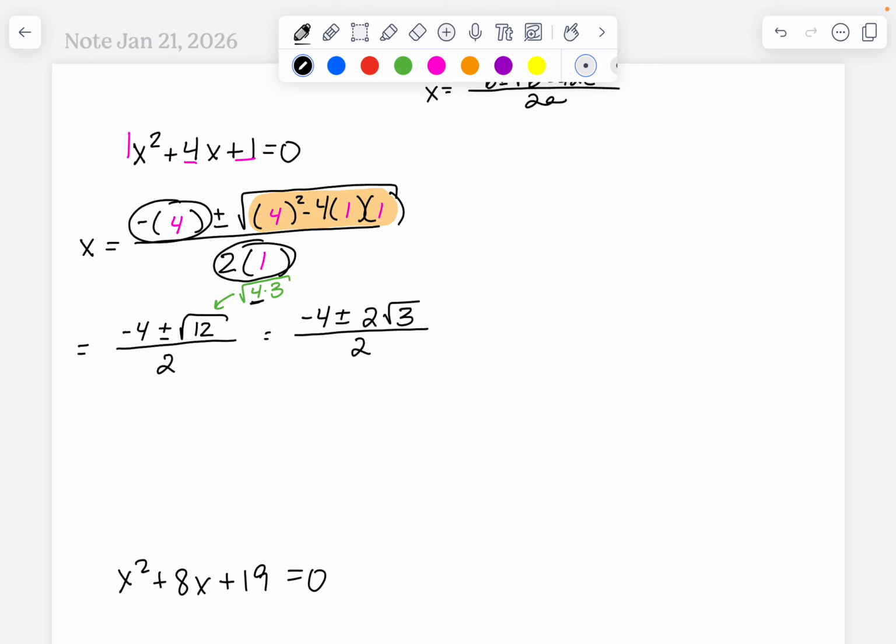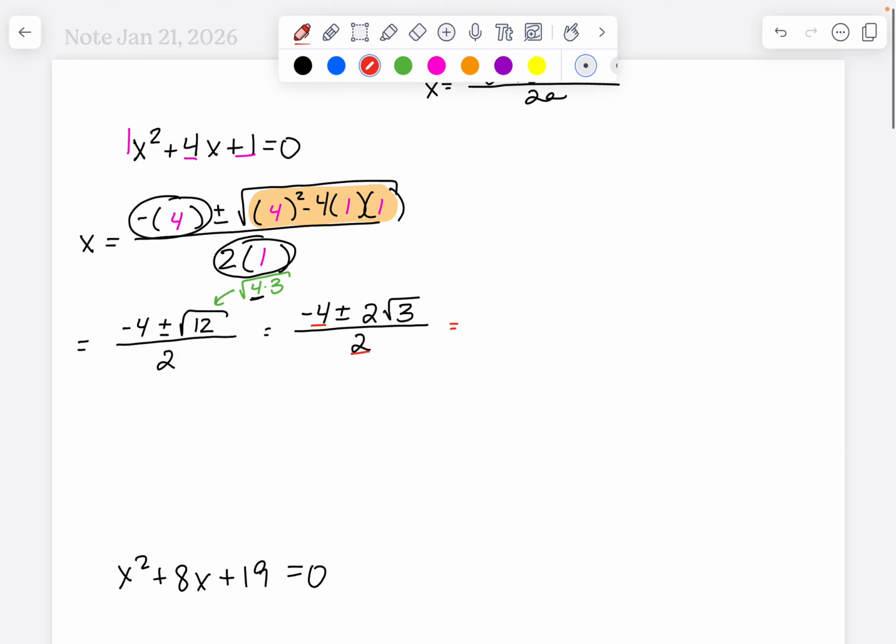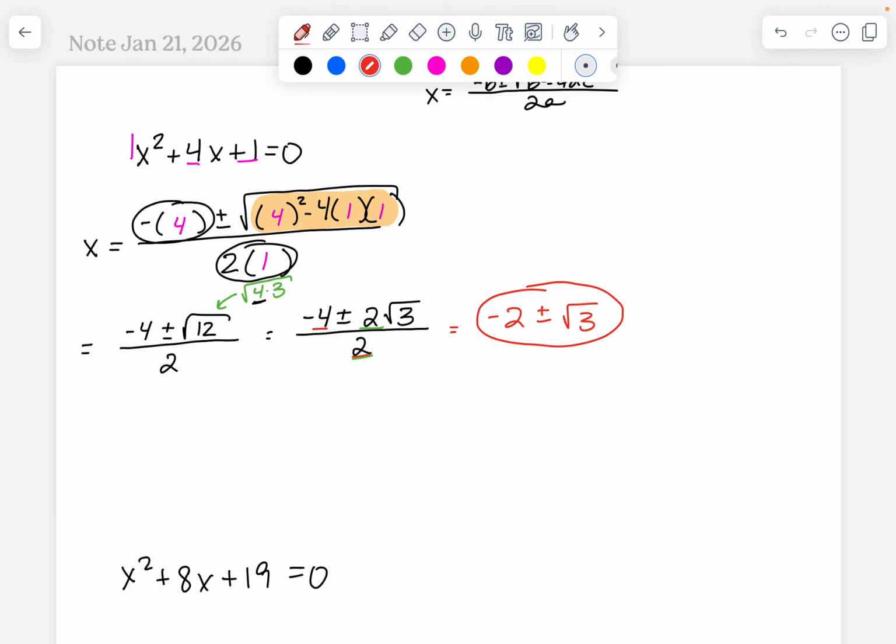Now, I'm not sure how picky she is about reducing, but I am going to reduce this. And what you do is you're going to go negative 4 divided by 2 is negative 2 plus or minus. Then I'm going to do 2 divided by 2 is 1. So there's just a square root of 3. So those are your two answers. One answer is negative 2 plus the square root of 3, and the other answer is negative 2 minus the square root of 3.